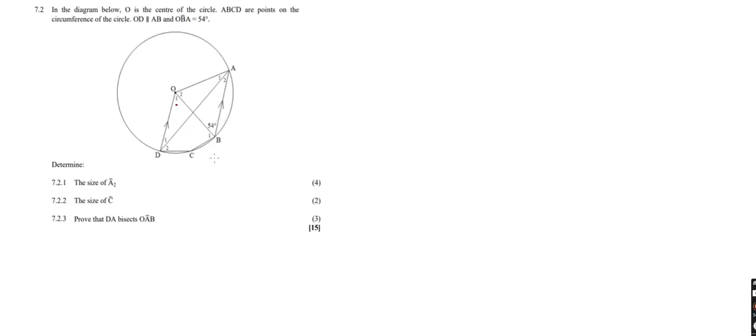And then, yeah, let's try to answer these questions. So, like expected, we are asked to calculate A2. So 7.2.1. To find A2, I propose that A2 is half of O1. So we have to first find O1. So O1 is equal to OBA, which is equal to 54 degrees.